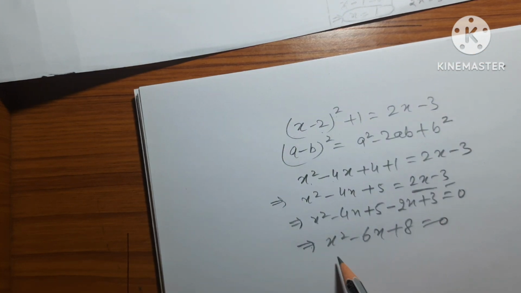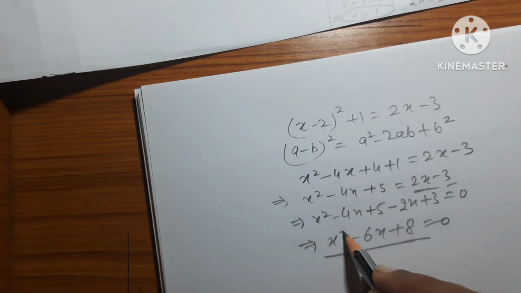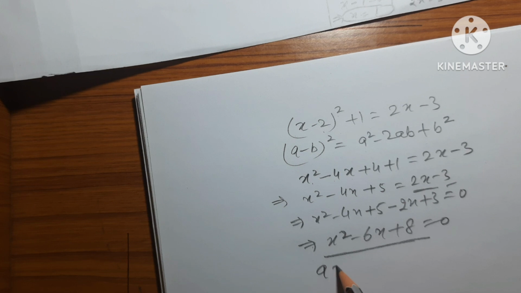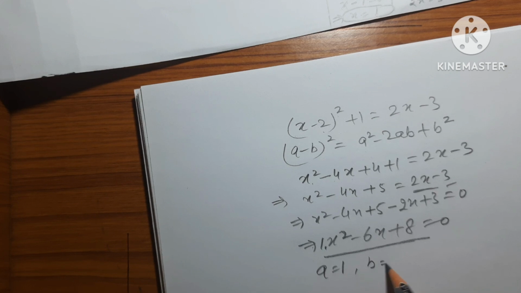So this is a quadratic equation because the maximum power is 2. So here a is how much? 1. When there is no coefficient of x square, 1 is always the coefficient. b is equal to minus 6 and c is equal to 8.